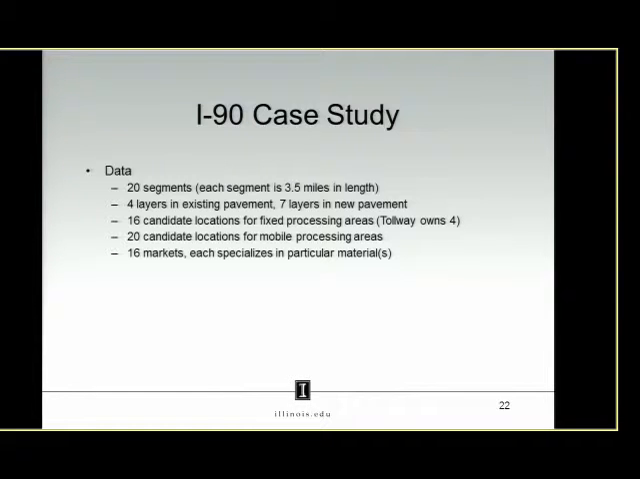There are also 16 markets. Now, each one of these markets doesn't necessarily buy and sell all types of materials. They only buy and sell particular sets of materials. So you may have an asphalt company that sells mainly just asphalt goods, and a concrete company that mainly sells concrete goods. So the locations of these are important as well.